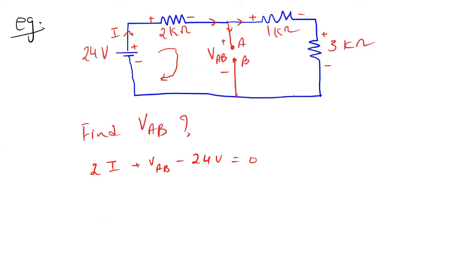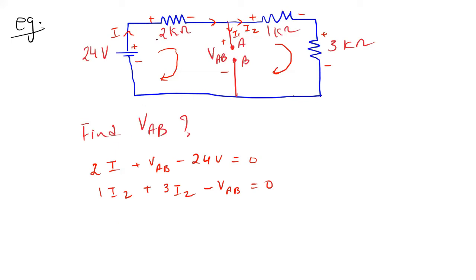Then another loop, I will take this one, loop 2. Let's say this is I1 and I2. Okay, so what will be the second equation? I will have 1 kilo ohm into I2 plus 3 kilo ohms into I2, and minus VAB equal to 0. This is the second equation.